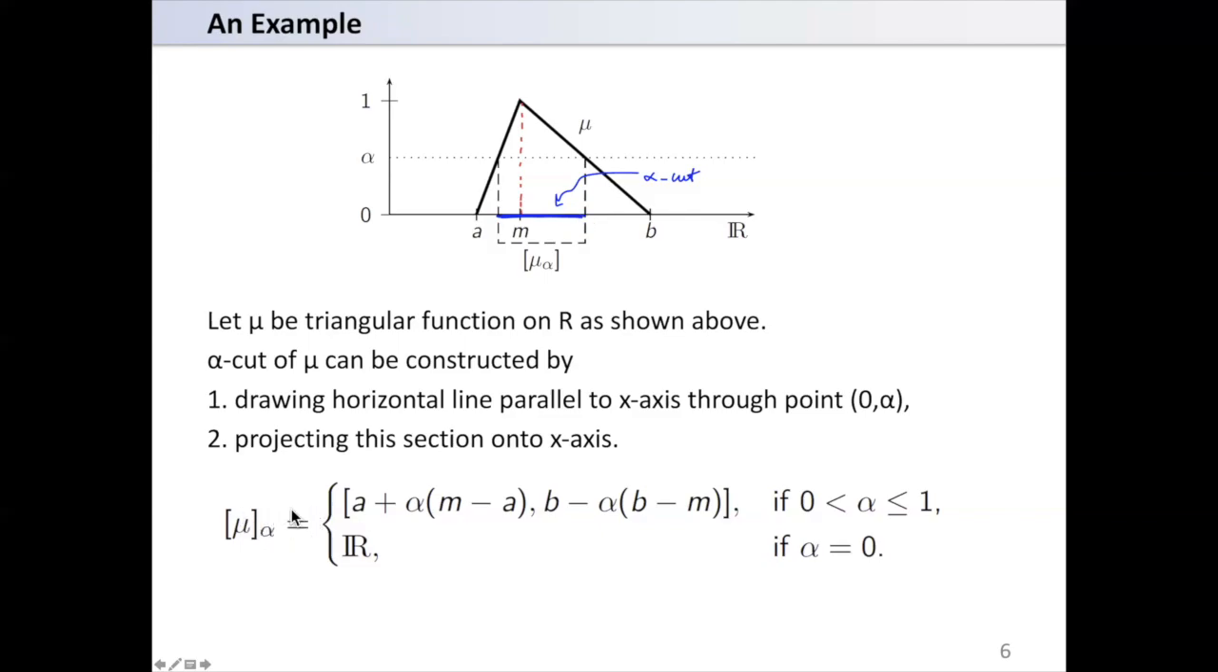If we write formally, if alpha is between 0 and 1, then the alpha cut of the membership function given here is the interval starting from the point A plus alpha multiplied by (M minus A), up to the point B minus alpha multiplied by (B minus M). We are considering this interval. If alpha is 0, then the alpha cut will be the whole real numbers, R itself.